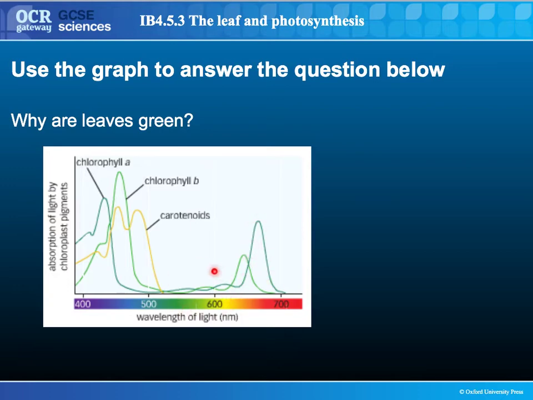However, in this area here, between 500 and 600 nanometers, in the green part of the spectrum, we can see that very little absorption is happening. This shows that this green light will be reflected off of the leaf, and this is what we would see, and this is why we would see leaves as being green.